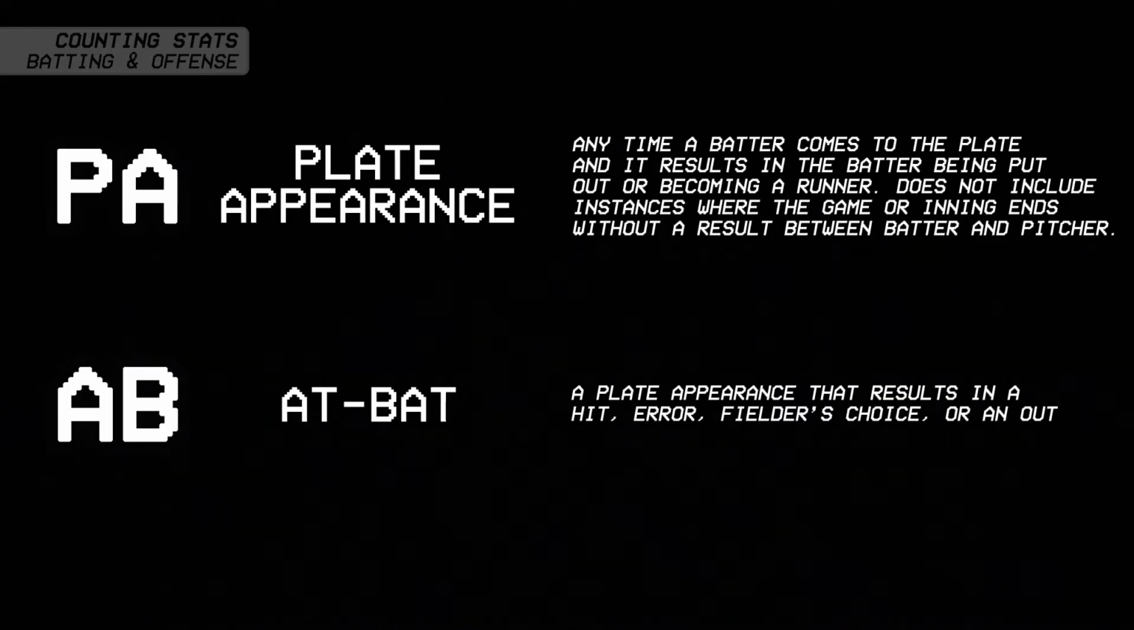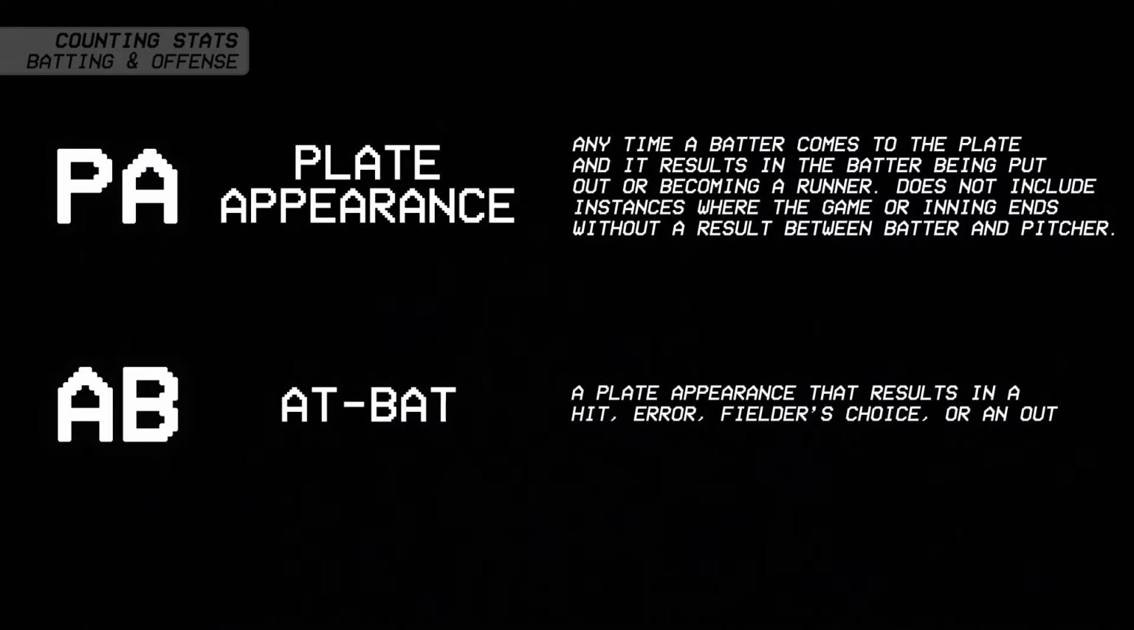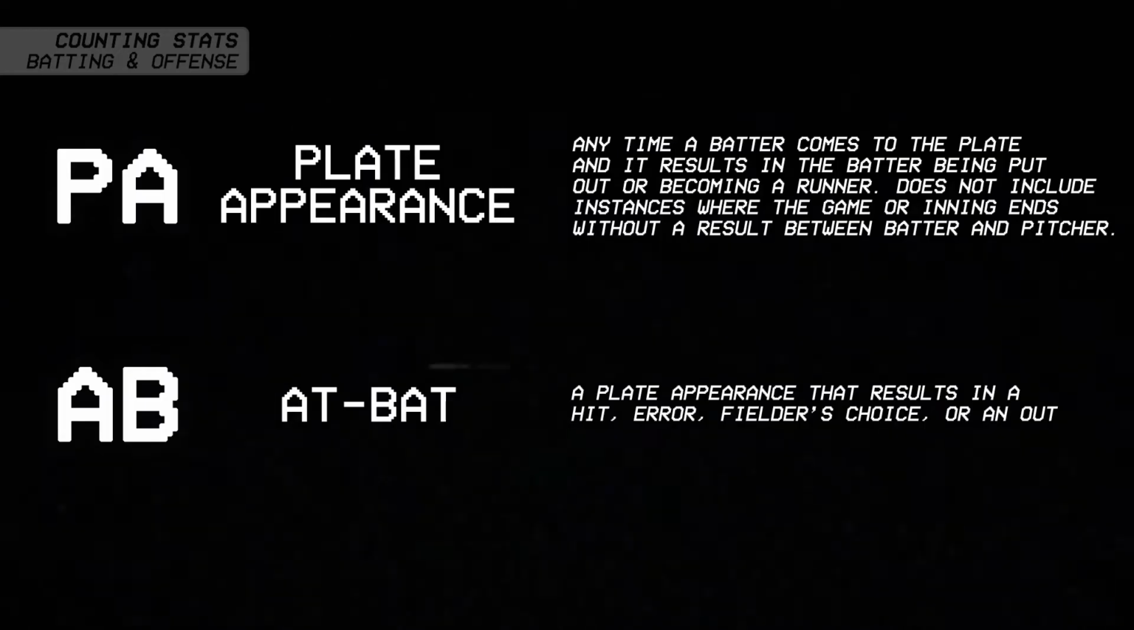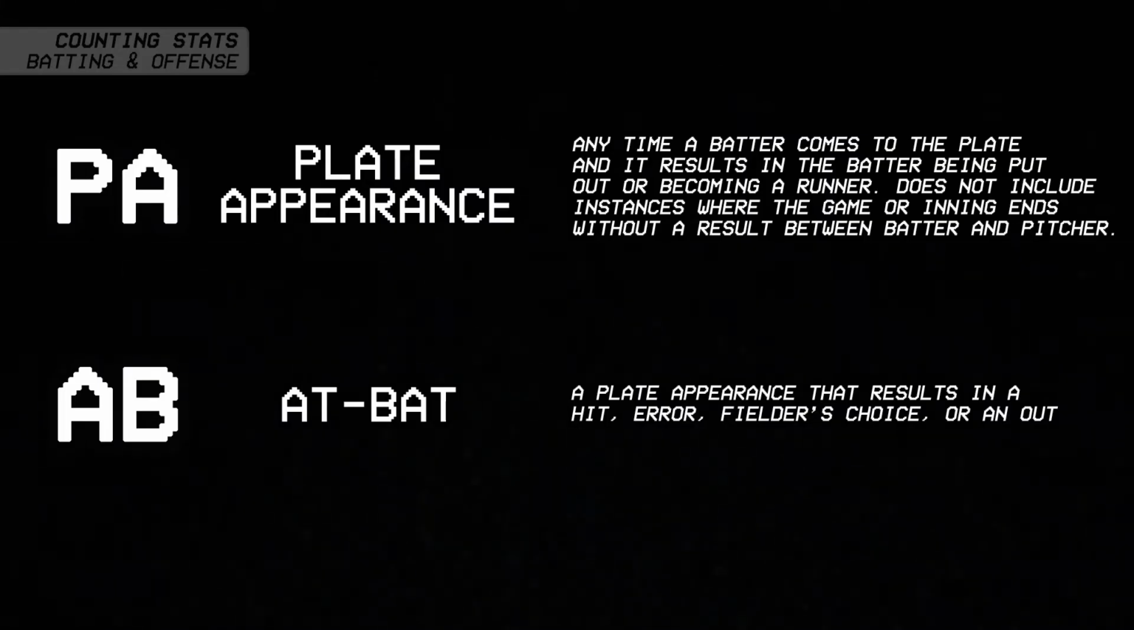Now onto counting stats for batting and the offense. A plate appearance is recorded anytime a batter comes up to take their turn at the plate, and a result is recorded between batter and pitcher. Pretty much every time a player comes up to bat is a plate appearance. There are only a few exceptions where a player might come to the plate as a batter and not have it recorded as their own plate appearance.